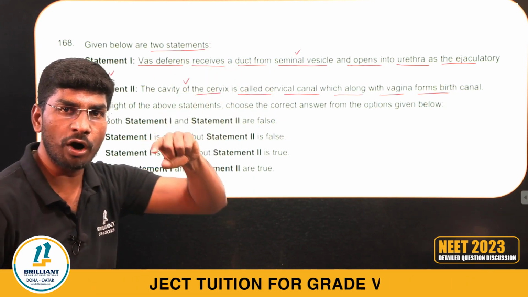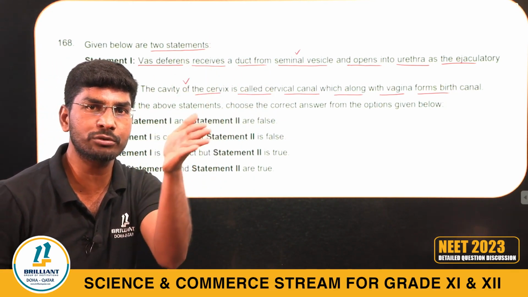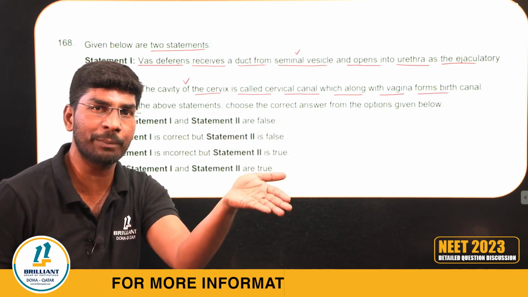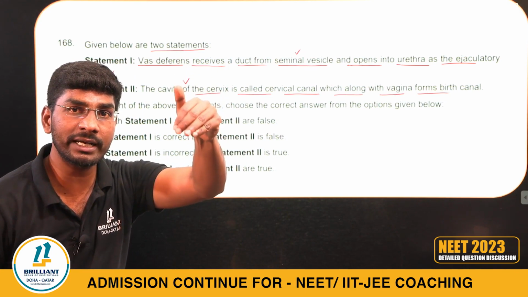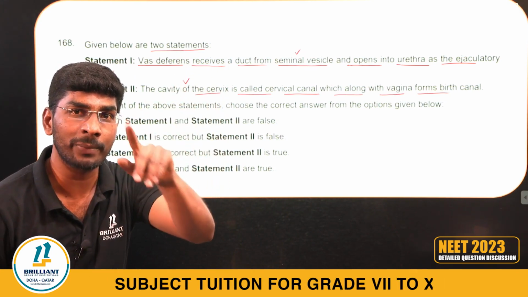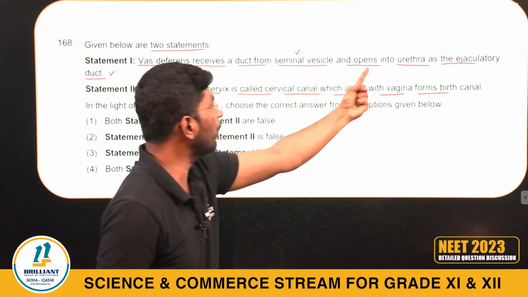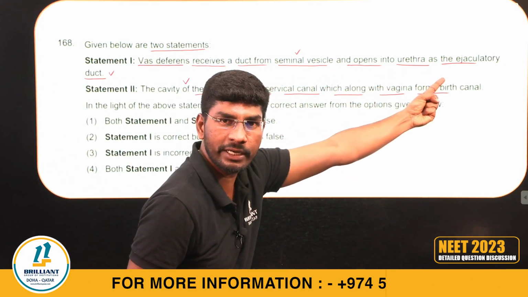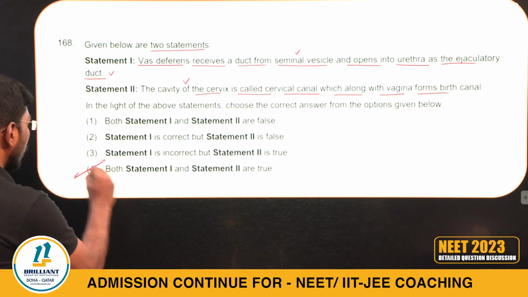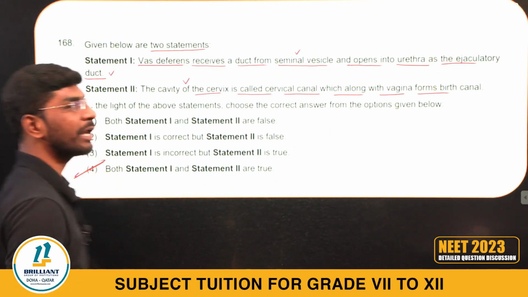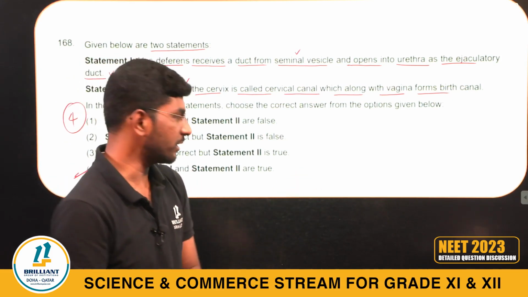If you are able to recall the pathway from seminiferous tubule to rete testis to vasa efferentia to epididymis to vas deferens to ejaculatory duct to urethra. Yes, vas deferens receives a duct from the seminal vesicle and opens into the urethra as the ejaculatory duct. Both statements are correct, so I am going with option 4. This is a human reproduction chapter question.